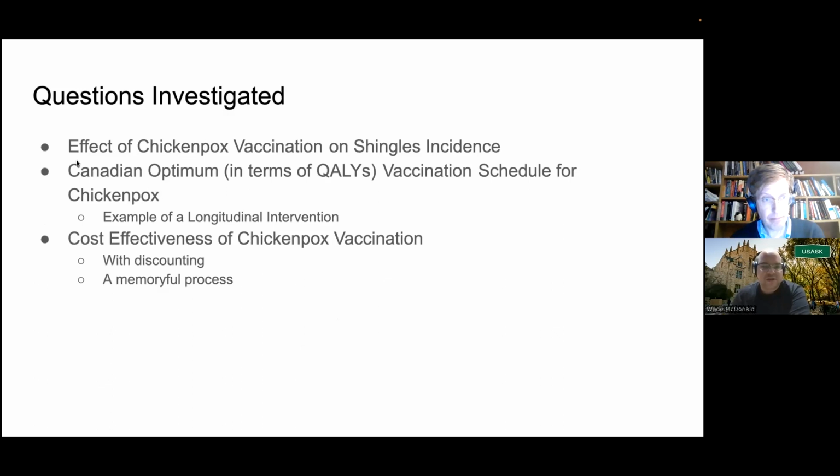So the questions investigated, as I discussed in a fair amount of detail, were the effect of chickenpox vaccination on shingles incidence, and further an optimum, in terms of quality of life measures, vaccination schedule for chickenpox within Canada. This is an example of a longitudinal intervention, which plays to the strengths of agent-based modeling. And the third analysis was the cost effectiveness of chickenpox vaccination with discounting. And again, this is a memory-full process, which plays to the strengths of agent-based modeling.